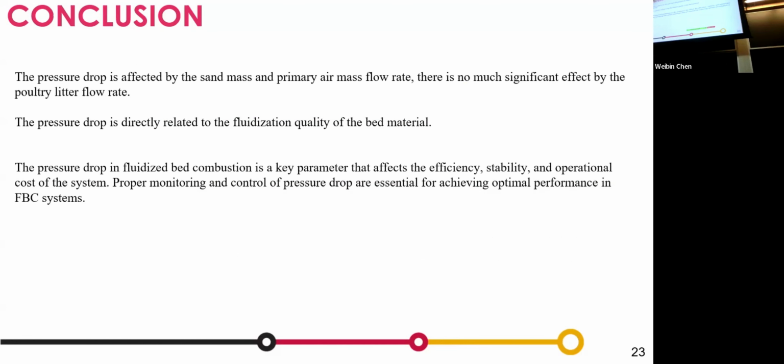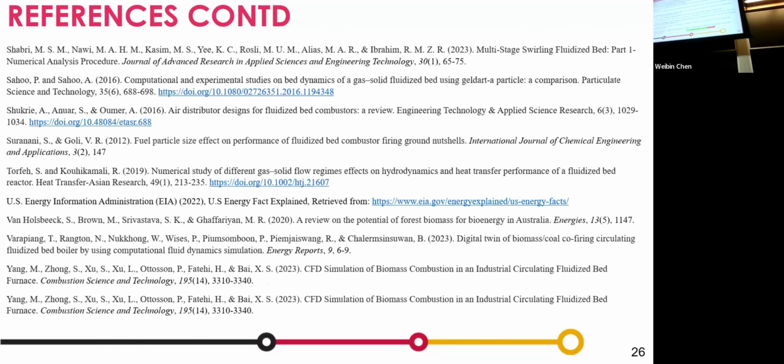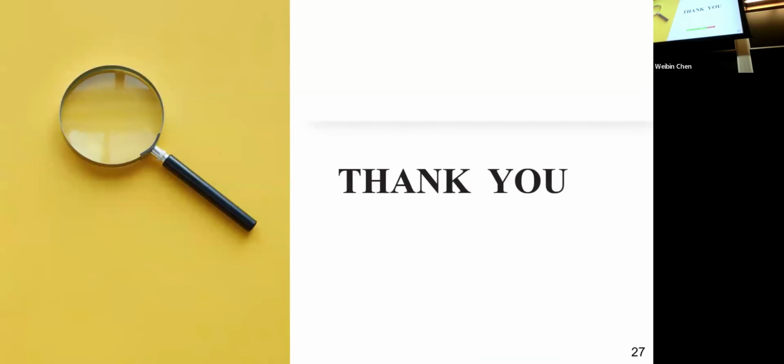and the operation cost of the system. And proper monitoring and control of the pressure drop are essential to achieving optimal performance in the fluidized combustion. These are some of the references we used, and I want to say thank you for your time.